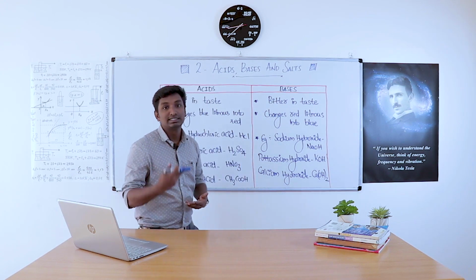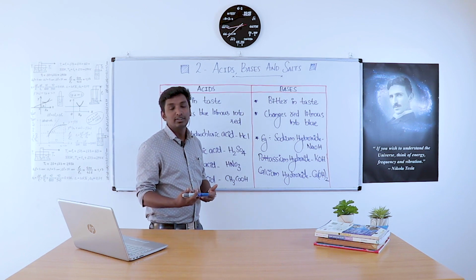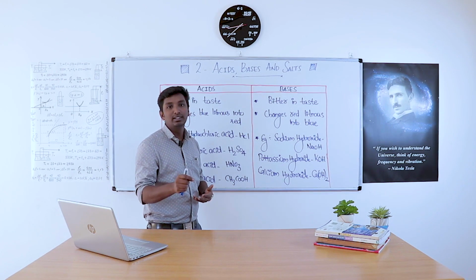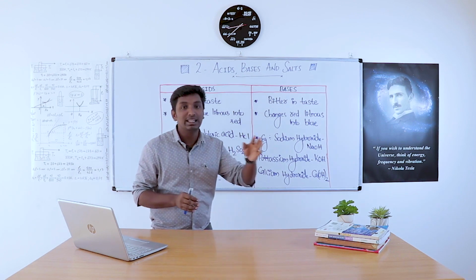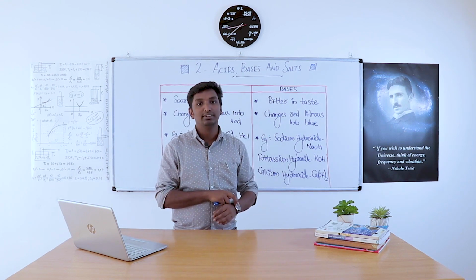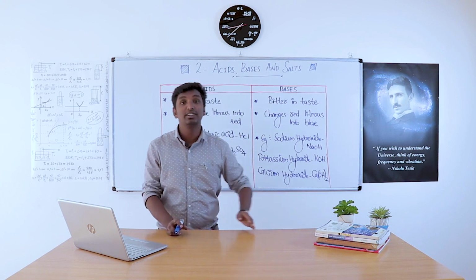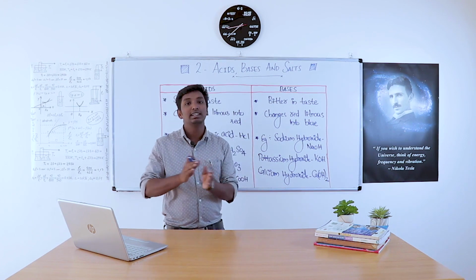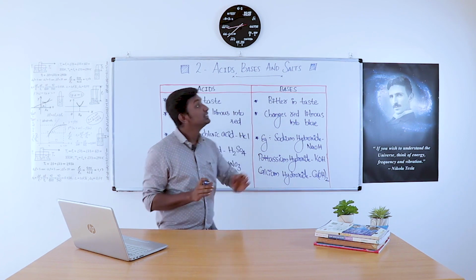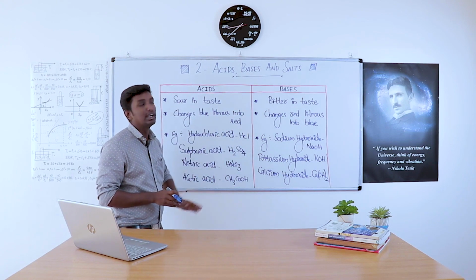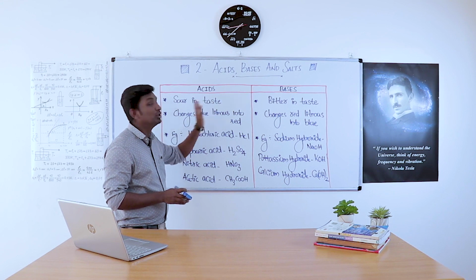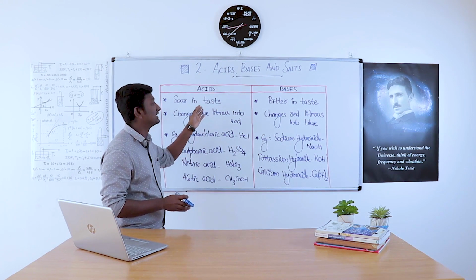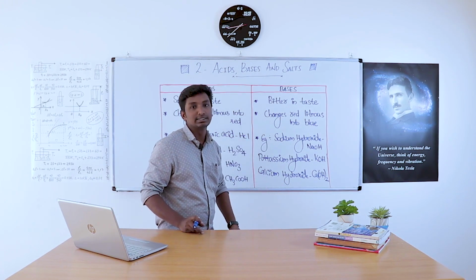As a starting of the chapter, we need to study the basic difference between an acid and a base. So here is a table. I already drew it on the board. Two columns are there. First one is for acids and second one is for bases.